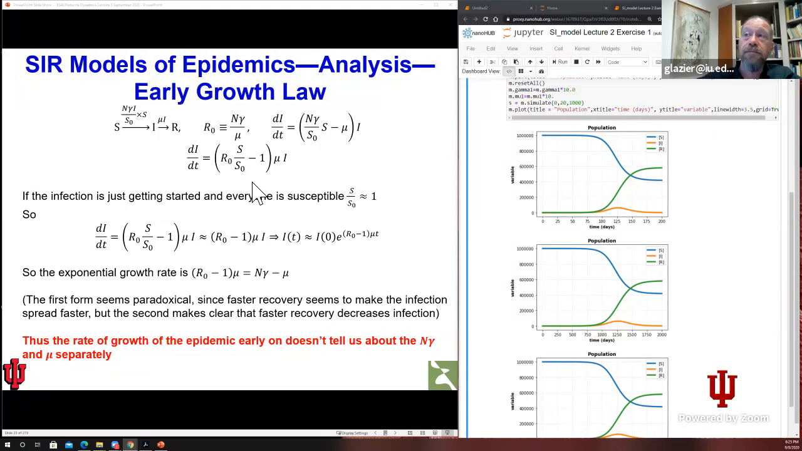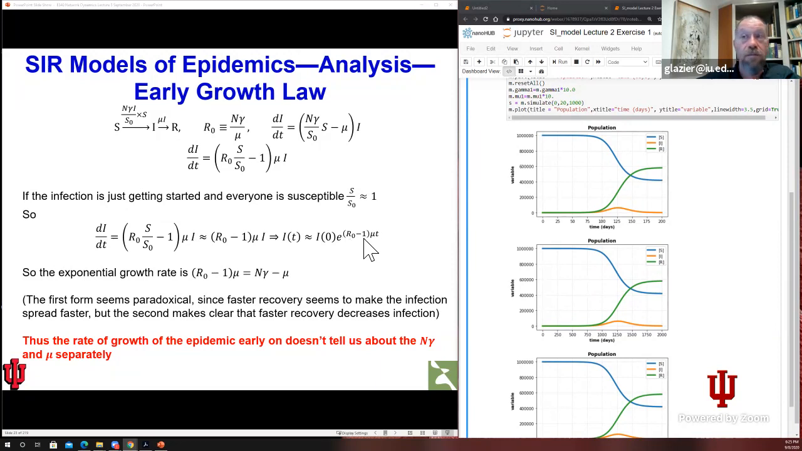At the beginning, S over S0 is approximately 1. Almost everybody's susceptible. And so my rate of new infections is R naught minus 1 times mu. So this is just dI by dt is approximately R naught minus 1 mu times I. That's one of those simple differential equations people have to have in their bones. That's an exponential, which is the initial number of infected times e to the R naught minus 1 mu t.